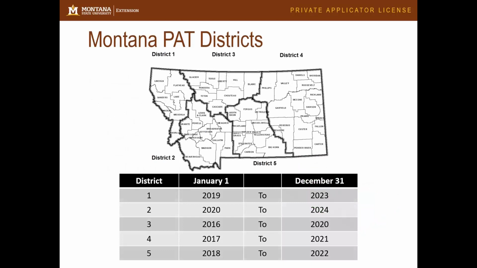The county you spray pesticides in will determine what PAT district you are located in. The license fee will be determined by your district. The 5-year recertification cycle is staggered by district. This shows a map of the PAT districts and the counties that make up each district, as well as the recertification cycles that start January 1st of the first year and end on December 31st of the last year.